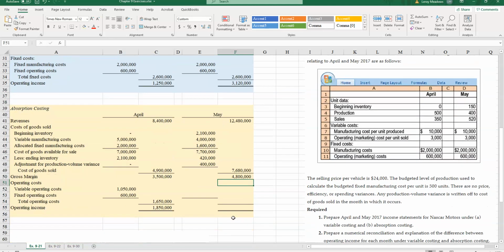Now, let's take a look at our operating costs. Our variable operating costs are going to be our variable operating cost per unit, $3,000, times the number of units sold, which is 520. So in this case, it is going to be $1,560,000.